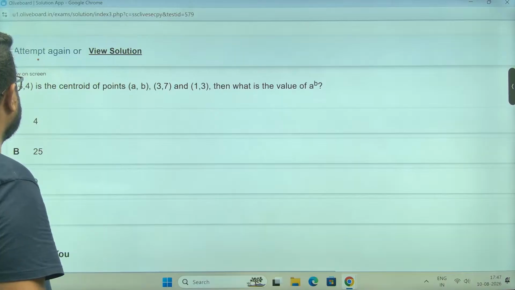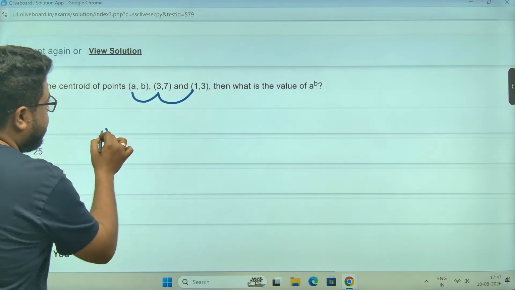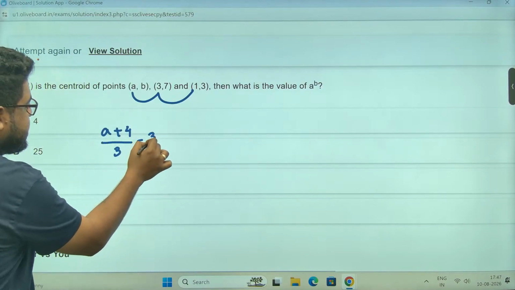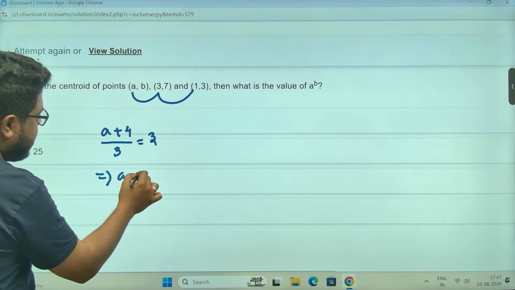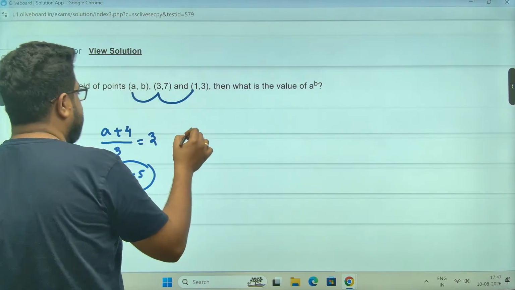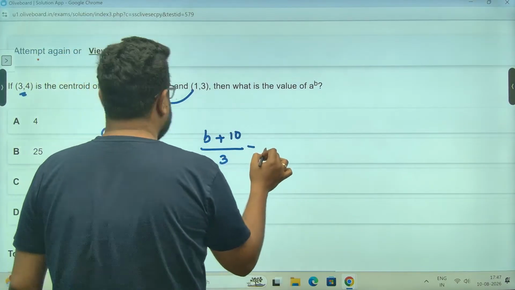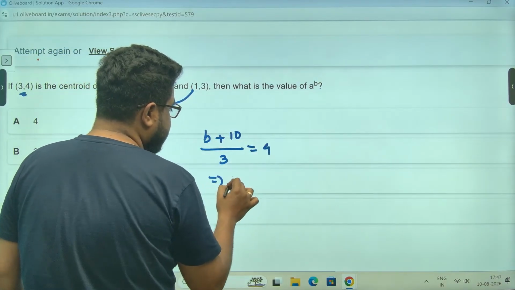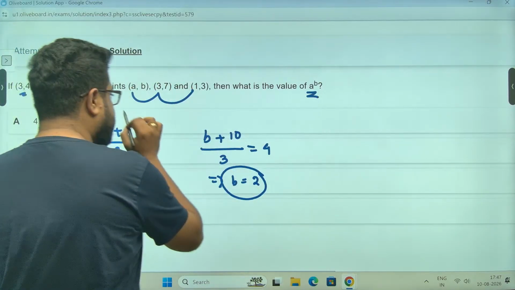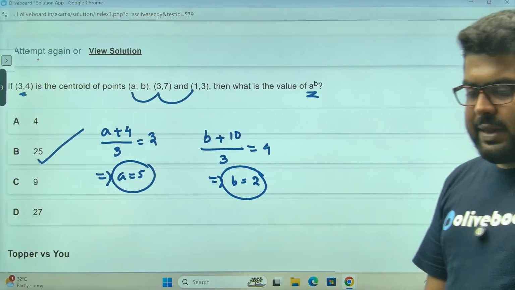Sir, (3, 4) is the centroid. Centroid means average. So (a + 4)/3 is equal to 3, the coordinate. So a is 9 minus 4, which is 5. Then for b: (b + 7 + 3)/3 is 4, so b is 2. So the answer is 5 to the power 2, which is 25. Option B is your correct answer.